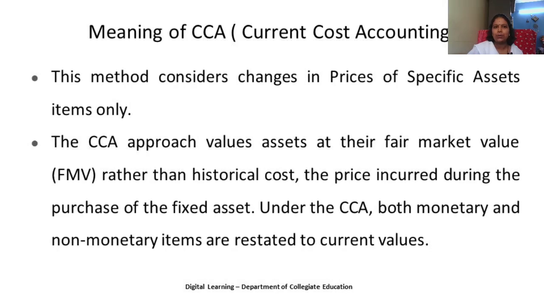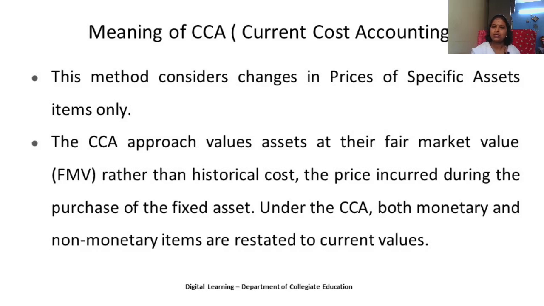Current cost accounting method. Okay, current purchasing power method is number 1. Current cost accounting method is the second method. What is this method? This method considers the change in the price of specific asset items only. Okay, it considers only the change in the price of some asset items.